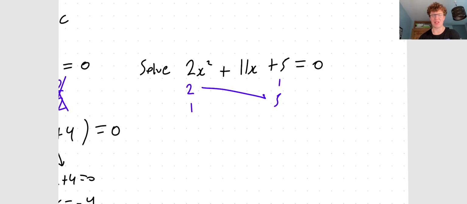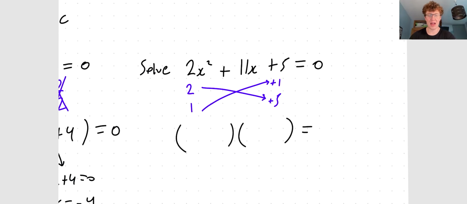Well, let's try this. The 2 times the 5 is going to be a 10. And then the 1 times 1 is going to be a 1. And if we have both of these as positive, 10 plus 1 is 11. And then if we multiply these, we're going to get the 5 we need. So perfect. Let's write the brackets.